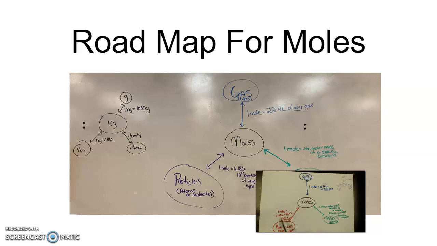The other thing a mole can be equal to is 6.022 times 10 to the 23rd atoms or molecules. You can see here I wrote particles because atoms and molecules are particles. You can also have ions or other very small charged particles, so I wanted to name it particles, so you can see we're going to atoms or molecules.